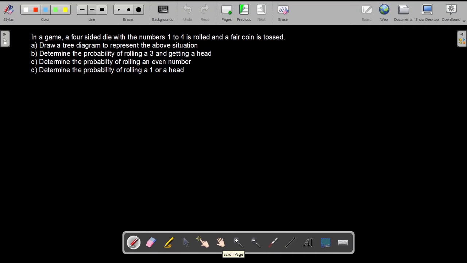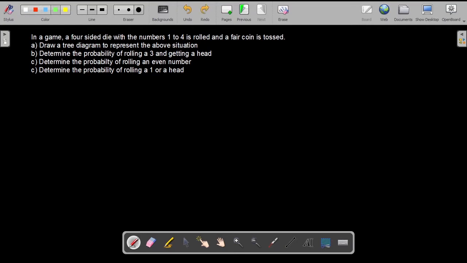It says in a game, a four-sided die with the numbers 1 to 4 is rolled and a fair coin is tossed. So first of all, we have a die which has 4 sides. Then after that, we basically have a coin. So these events are consecutive or they follow each other. And for the first question, we are asked to draw a tree diagram to represent the above information or the situation.